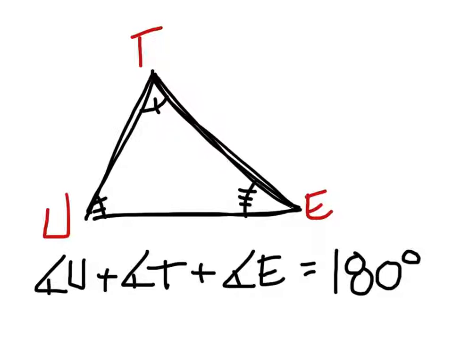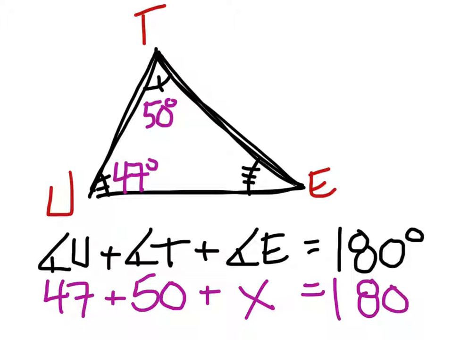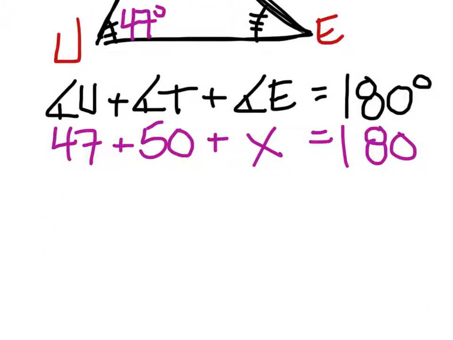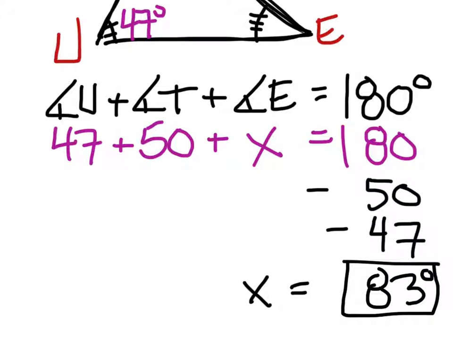Now, what they're going to do is say that angle T is 50 degrees and angle U is 47 degrees, what is the measure of angle E? Well, you just take this, angle U we replace with 47 degrees, add that to angle T, which is 50 degrees, and we don't know what angle E is, so that's X, equals 180. You're just going to solve this like any other equation. You can play the switch and stay game if you want. Some of you would subtract 50, subtract 47, and then you'd get X equals 83 degrees, and you'd be done. So that's one way this is going to work.